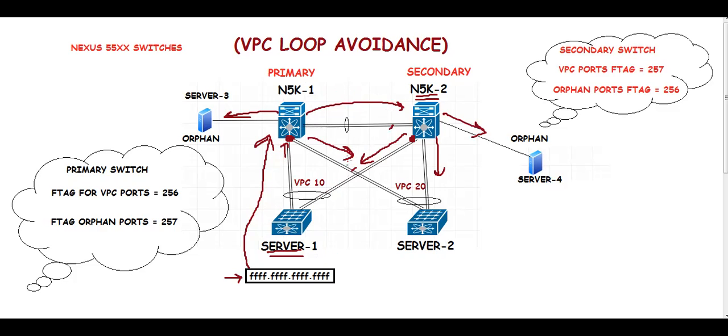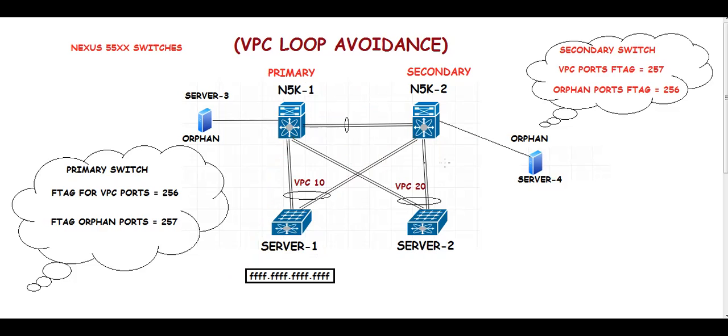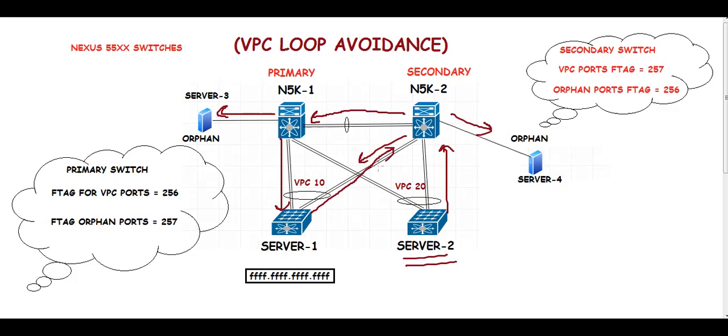This is the same in the other direction as well. If server 2 sends a broadcast frame to, let's say, N5K2, it is going to send it to this port, and to N5K1 over the peer link, because this is a broadcast frame. N5K1 is going to send it to server 3 and server 1, and just because of this broadcast behavior, server 1 is going to send it back to N5K2, and again we have a loop in our network.